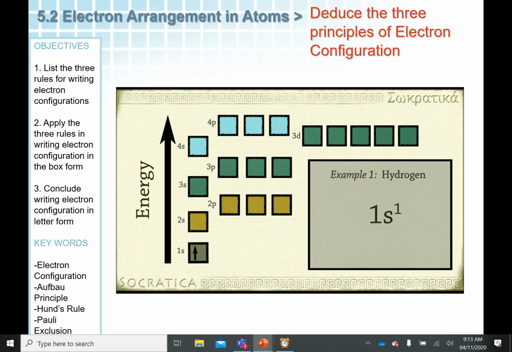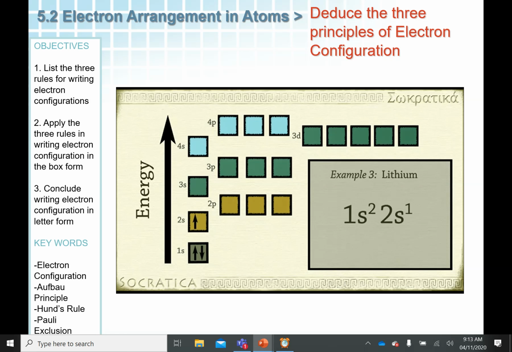Helium has 2 electrons, so those 2 electrons both go in the 1s orbital, with opposite spins. The electron configuration is written as 1s2. Lithium has 3 electrons, so we know it will start to fill a higher orbital, since the 1s orbital can only hold 2 electrons. We write this as 1s2, 2s1.